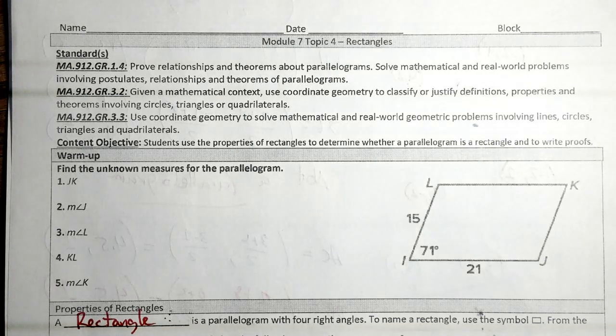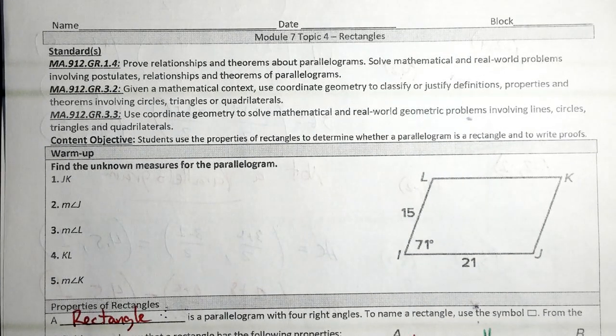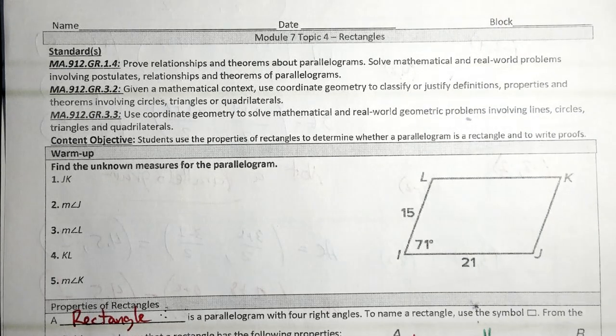Welcome back, students. In this video, we're going to cover Module 7, Topic 4, rectangles. This is page 10 of the Module 7 packet. Start out with the warm-up here. It's going to say find the unknown measures for the parallelogram.